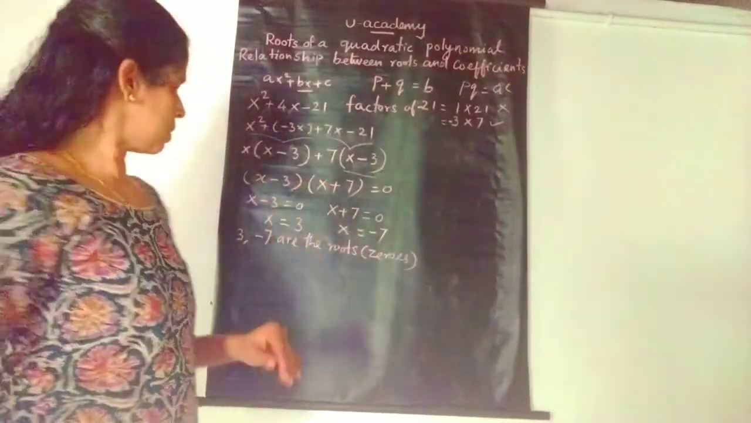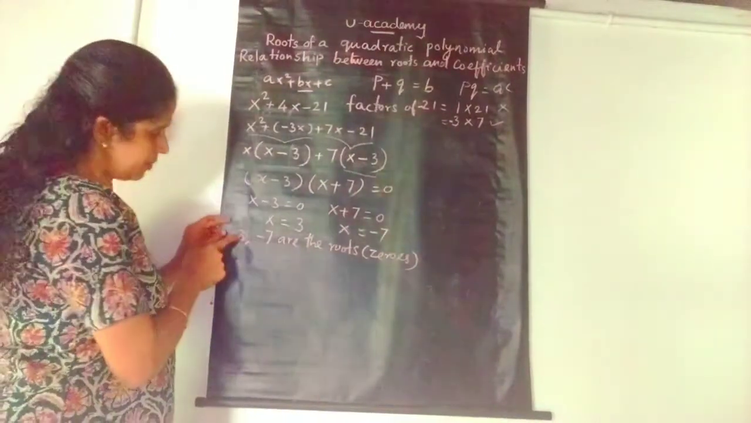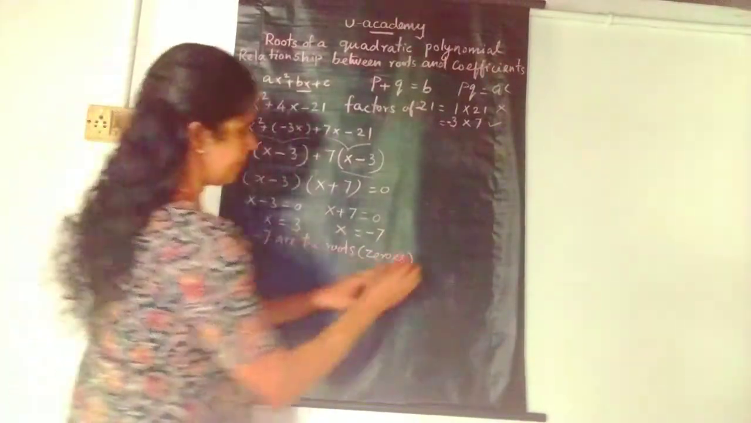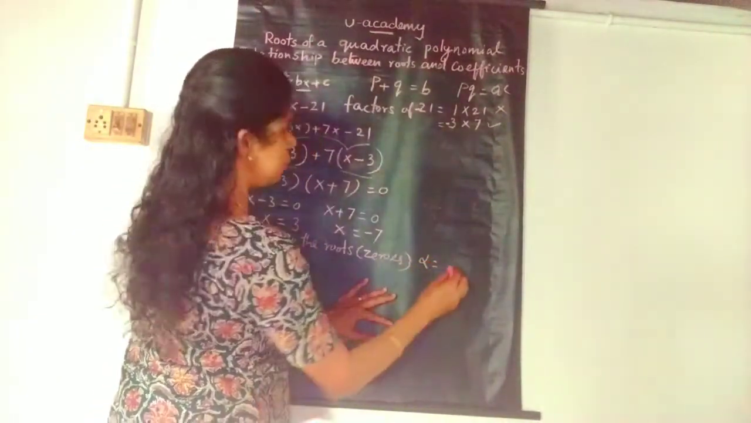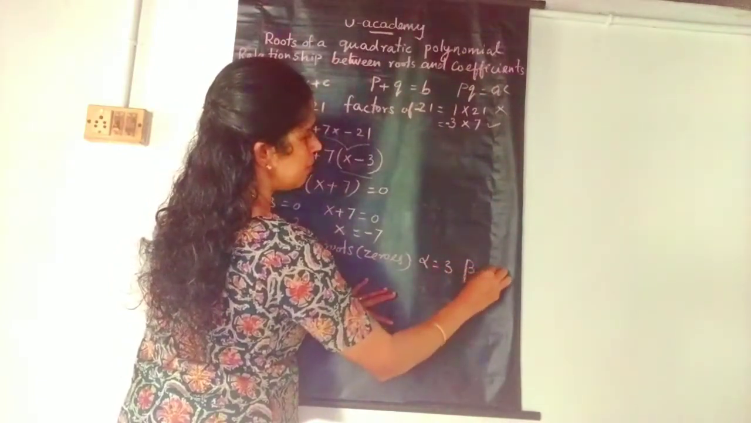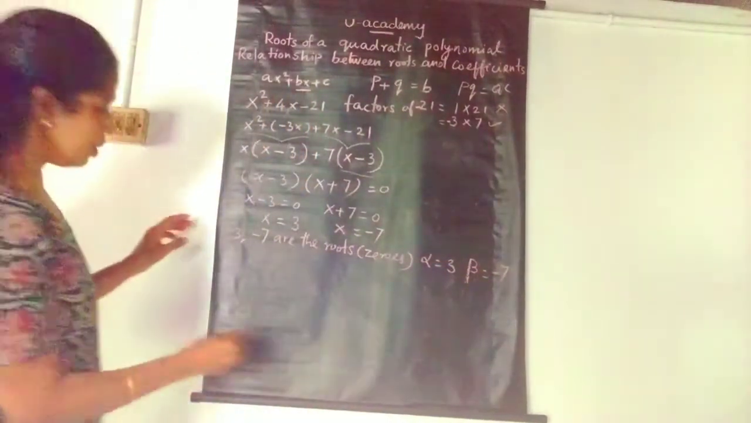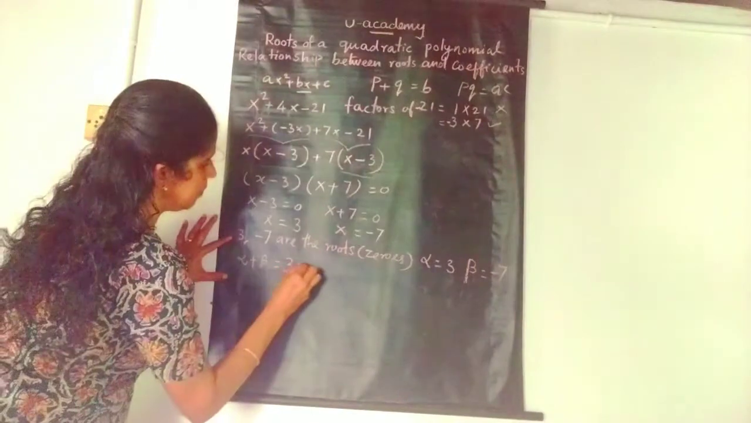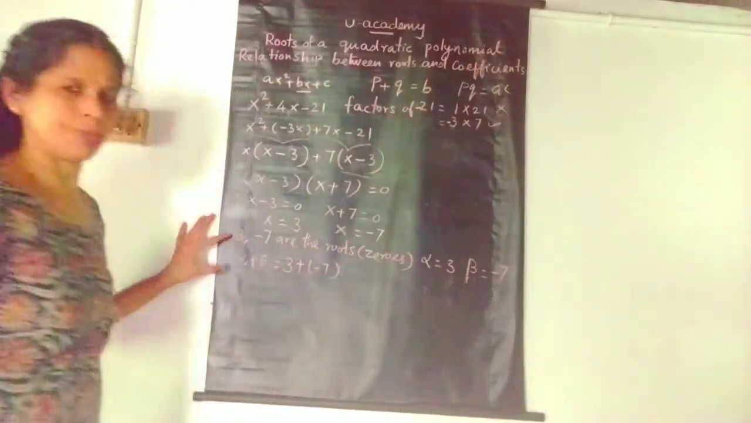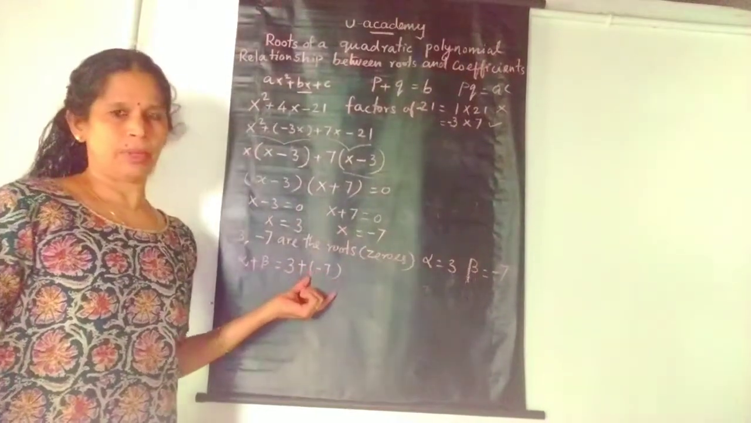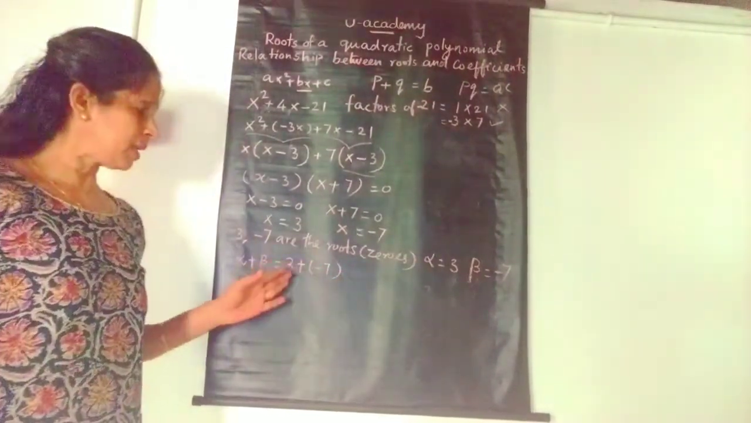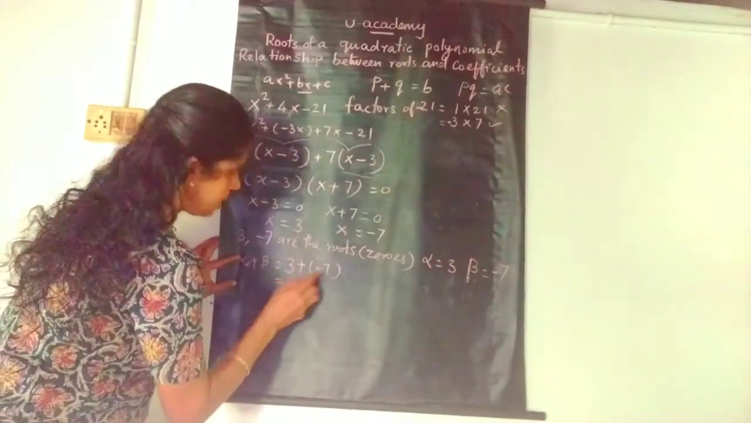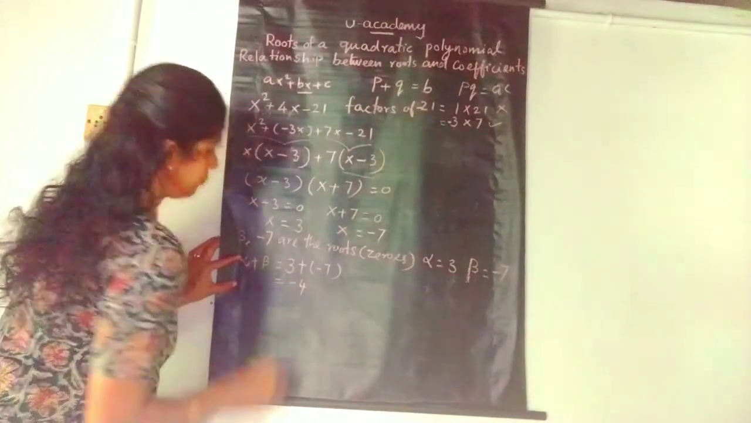Now we are going to check this. This we call alpha, the second root we call beta. So here alpha equal to 3, beta equal to -7. Now we are going to find the sum. Alpha plus beta equal to 3 plus -7. One positive number, one negative number. How do you add this? We subtract the numbers and put the sign of the bigger number. So 7 minus 3 is 4, and the bigger number is 7, so it becomes -4.